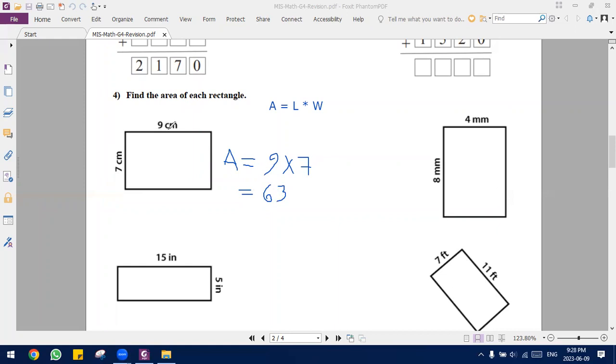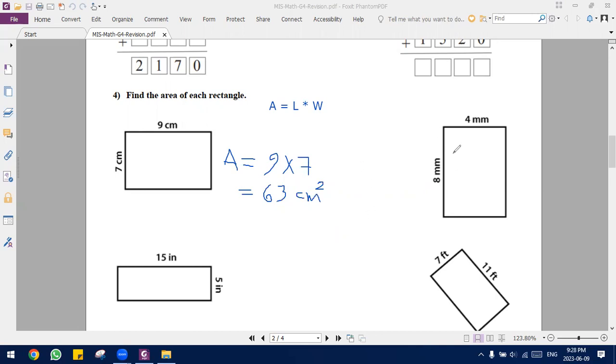Now, as I explained in the class, sometimes when we find an answer, we need to write a unit. Here in the question, they said 9 centimeters, 7 centimeters. So here's 63 centimeters, but since I'm finding the area, there's something that we write, we call it square. So it's centimeter square or centimeter to the power of 2. Try to remember that, okay? When you find the area, you should put the unit.